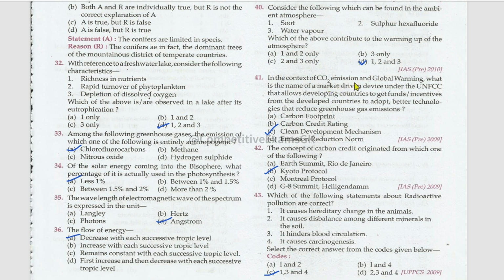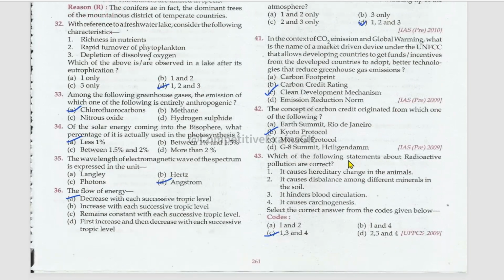In the context of carbon dioxide emission and global warming, what is the name of the market-driven device under the UNFCCC that allows developing countries to get funds or incentives from the developed countries to adopt better technologies that reduce greenhouse gas emissions? Clean Development Mechanism. The concept of carbon credit originated from which one of the following? Kyoto Protocol.